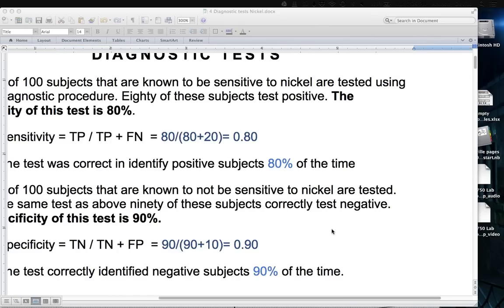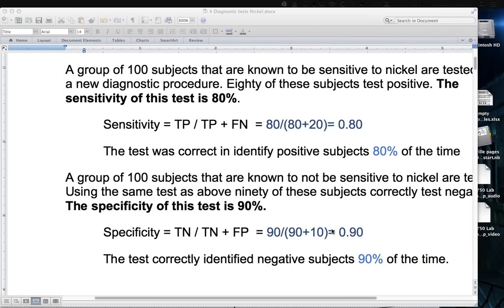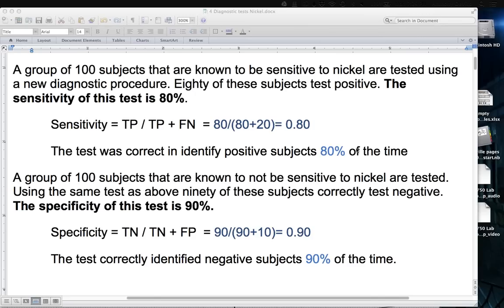Okay, so they produce this test, and they take 100 subjects they know are sensitive to nickel, and they test them with this. They perform this diagnostic test. Very simple diagnostic test. Right? Diagnostic tests are always a problem because sometimes they're expensive, they're invasive. You're always looking for a really simple test to screen people for a disease, like this nickel allergy test.